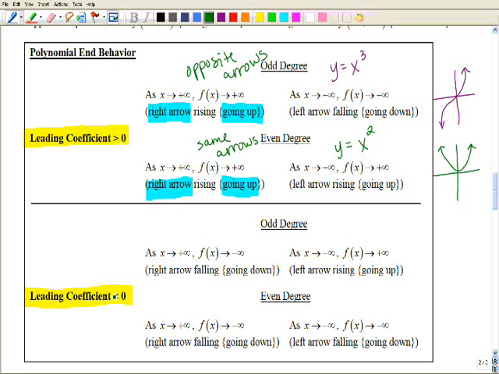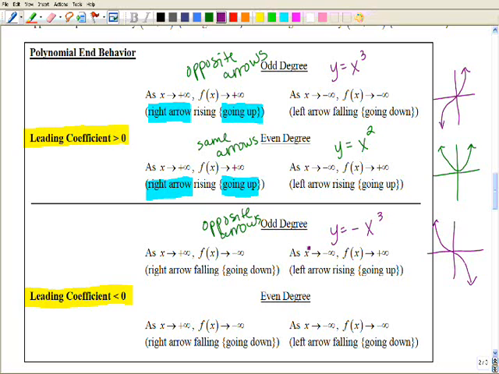Let's look at if the leading coefficient is negative. So if we have a leading coefficient that is negative and we have an odd degree, it still is true that if you have an odd degree, you will have the opposite direction for the arrows. Let's look back at our simple example. We just need to change y equals x cubed to y equals negative x cubed, so that way our leading coefficient is negative. So if we have the graph of y equals negative x cubed, that means we'll take the parent function and flip it over the x-axis. So now it just switches the other direction.